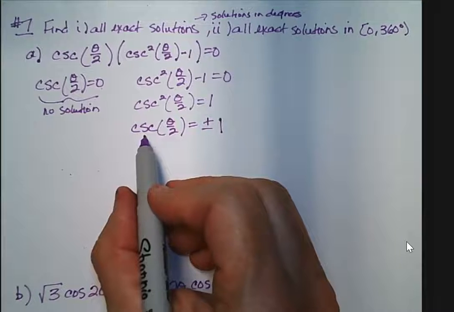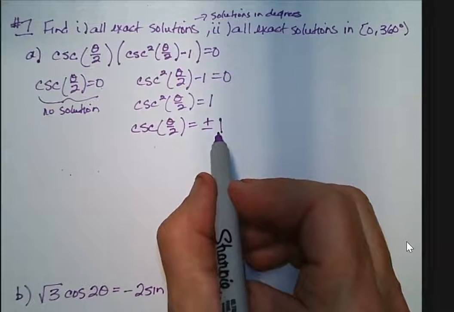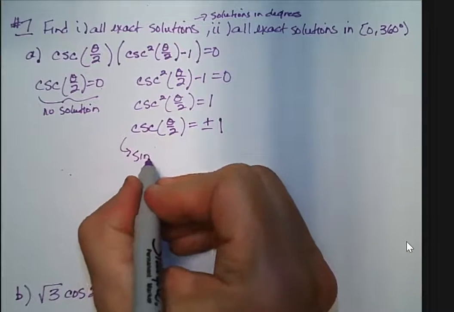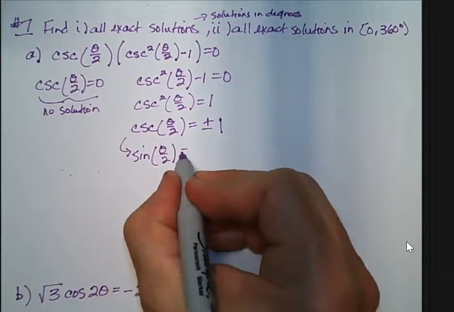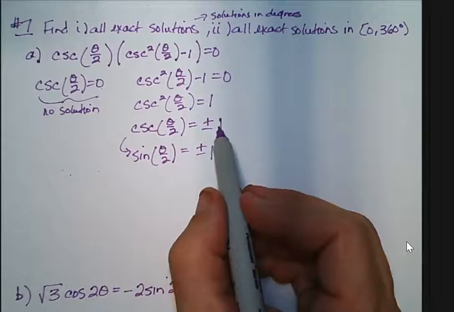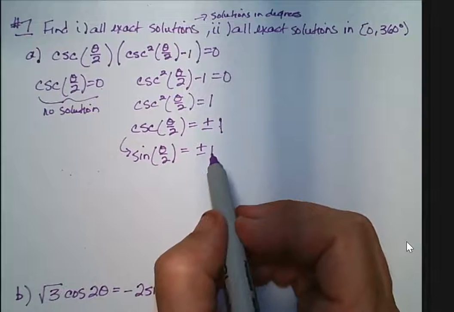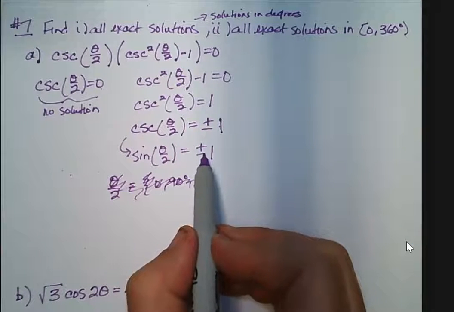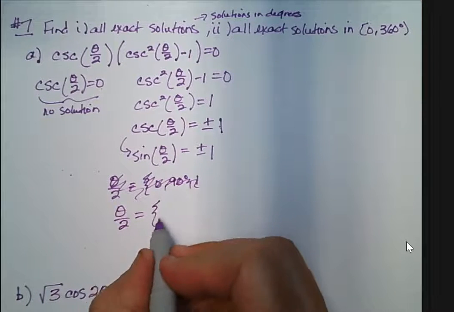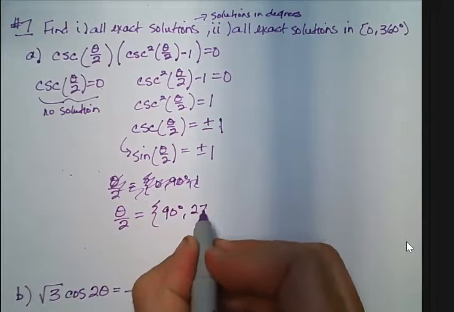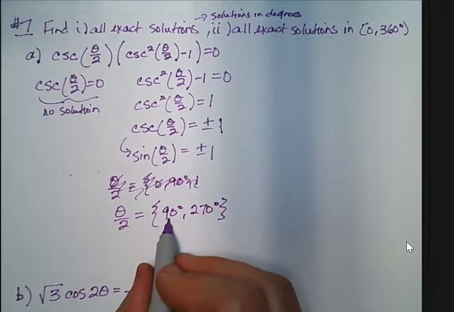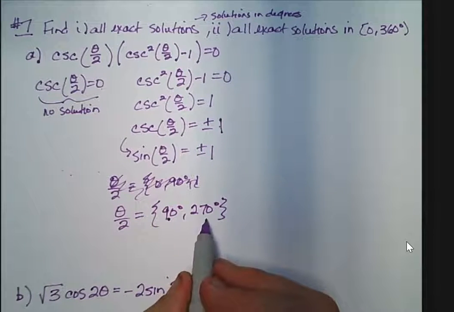Cosecant is the reciprocal of sine. So for cosecant to be plus or minus 1, that means sine would have to be plus or minus 1. We could simplify this a little bit and think of this as sine instead of cosecant. This is the one place where sine and cosecant have the same value, when it's either plus or minus 1. If we're thinking about where sine is plus or minus 1, for theta over 2, this is going to happen at either 90 degrees or 270 degrees. Those are the only two places. At 90 degrees, it's positive 1. At 270, it's negative 1.